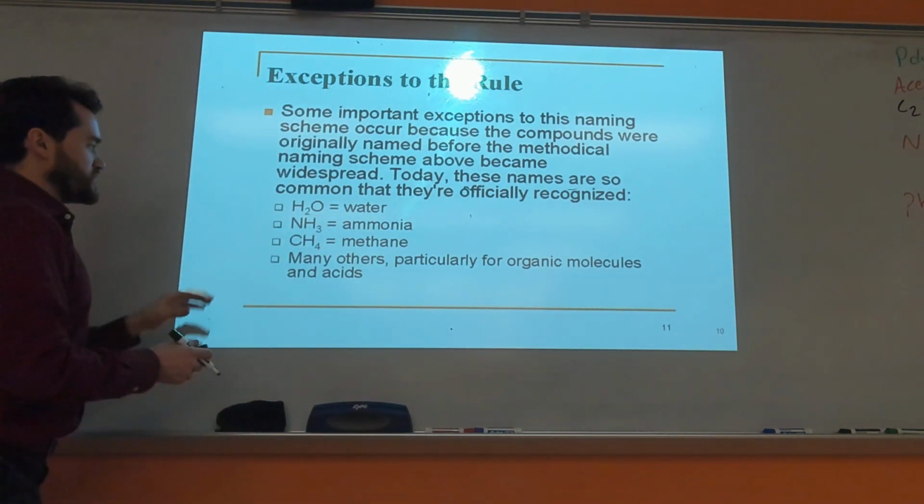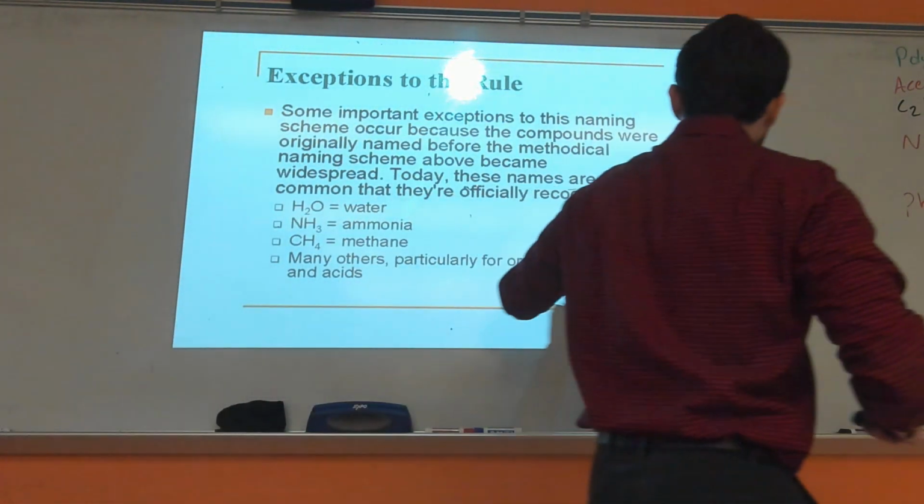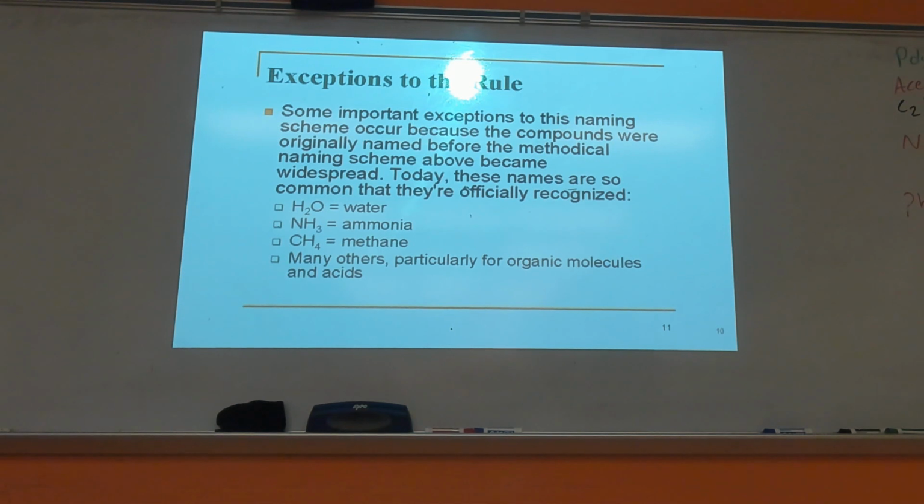Those 3 exceptions are really 3, and then there's something with acids I've got to tell you about. Those 3 are water, ammonia, and methane. And like water, if I said, hey, water, chemical formula, I think most of you would say H2O. Got that? The exceptions come in because people have been calling water H2O and H2O water before we formally made this system.